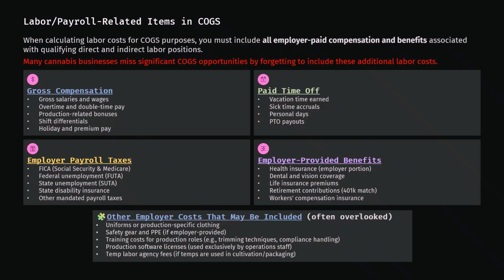This is where a good cost accountant can help you turn a high tax bill into a manageable one by capturing these opportunities the right way. And remember, when done right, this isn't aggressive. This is how other manufacturers handle their books every single day. We're just finally applying it to cannabis.